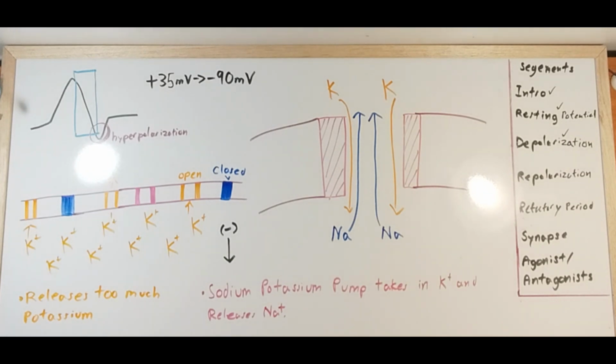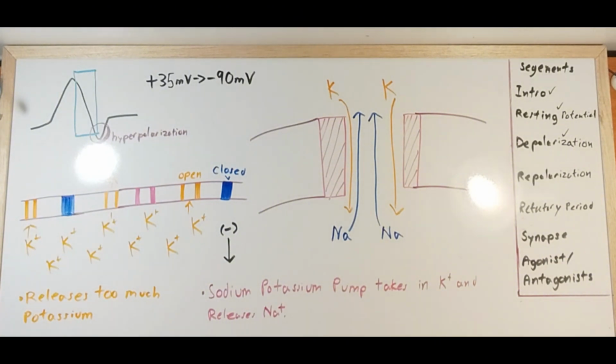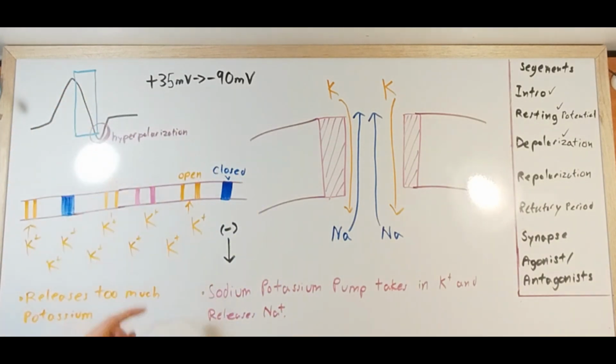So now instead of having sodium ions rushing in, we're going to have a lot of potassium ions rushing out of the axon. So that's going to bring the voltage back down to negative because we're losing a lot of positive ions. And hyperpolarization occurs at the end of repolarization because the potassium voltage gate channels take a while to close and they also open quite slowly.